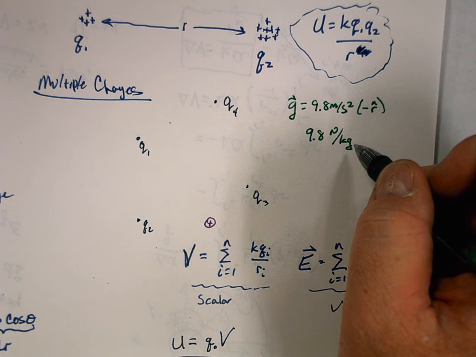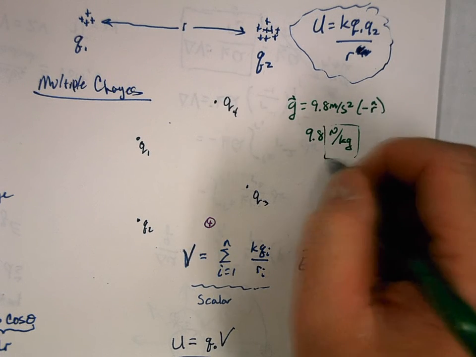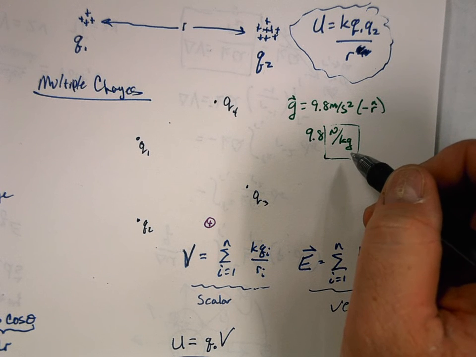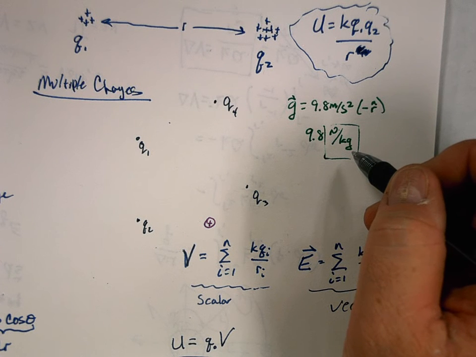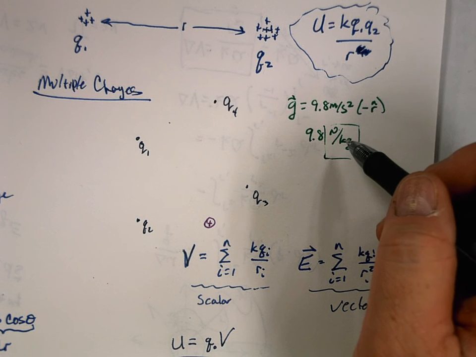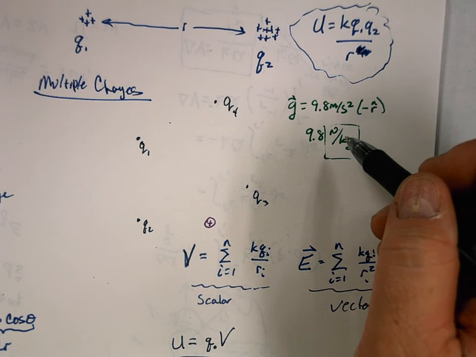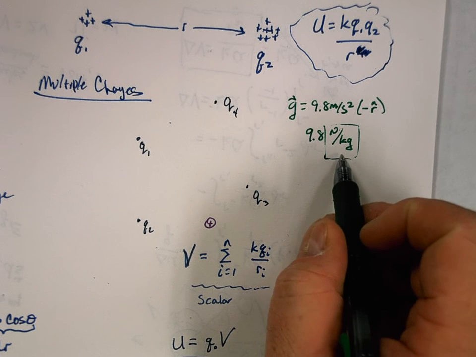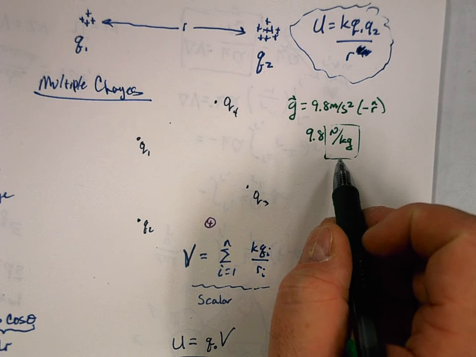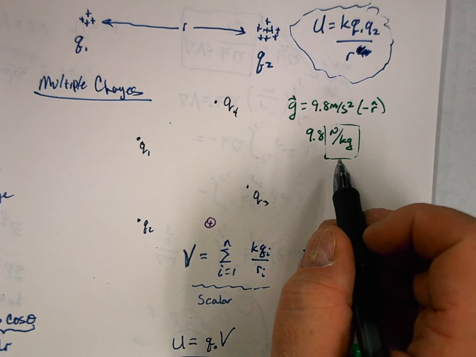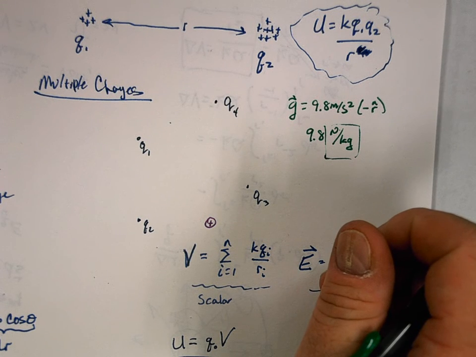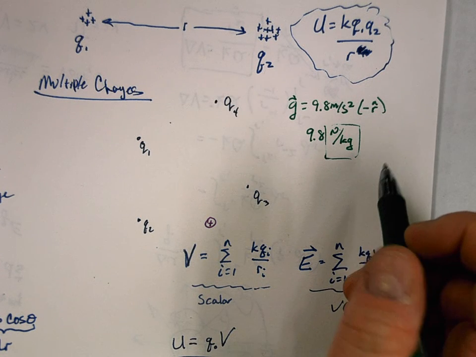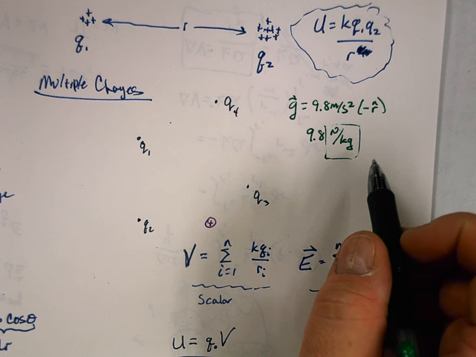And just like newtons per coulomb for our electric field, for our gravitational field we have newtons per kilogram. It is dependent upon the charge of the test charge, or this is dependent upon the mass of the test mass. So does that mean that newtons can also be coulombs? No. We're drawing an analogy here.